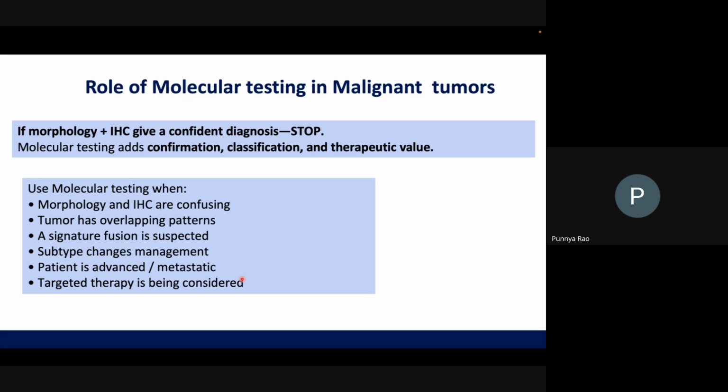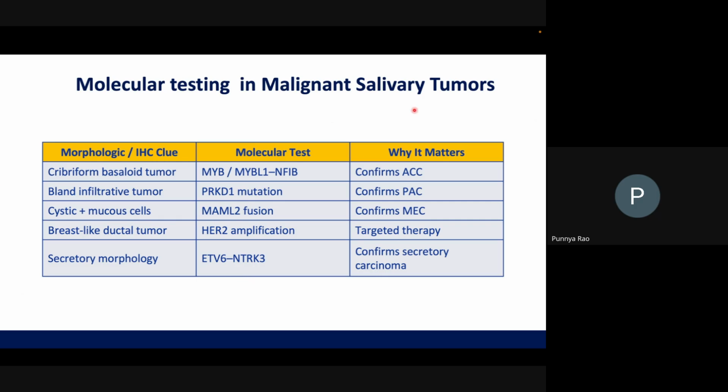If the tumor has a lot of overlapping patterns and you're not sure which particular entity to categorize it into, a signature fusion is suspected. Why is the fusion important to know? Because there are a lot of targeted therapies now available. Based on the fusion, they usually give the targeted therapy. The subtyping of the tumor will help in changing the management, or the patient is in an advanced or metastatic stage. You don't want to do a biopsy, you directly want to do a treatment, then go for molecular testing and confirm your diagnosis. So that could be one of the reasons why you should use a molecular test.